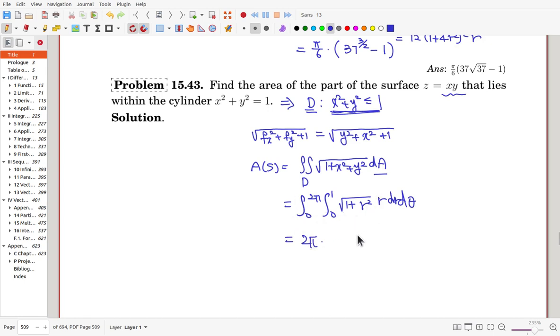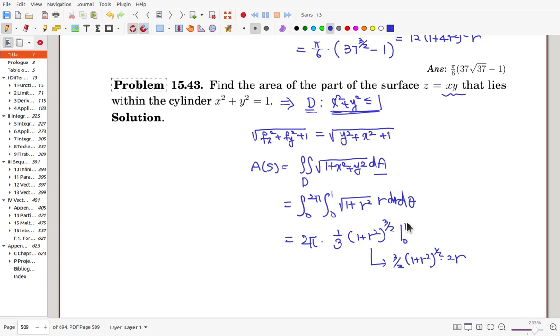And for that one, the antiderivative, the main part, must be 1 plus r squared to the 3 over 2. Once you take the derivative of this one, you get 3 over 2 times 1 plus r squared to the half power. And from the inside, 2r will come out. After comparing, we have an extra 3. So we have to put 1/3 here, right? And then evaluate from 0 to 1.